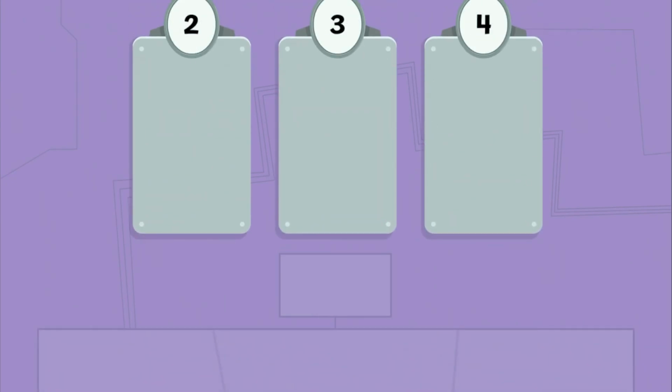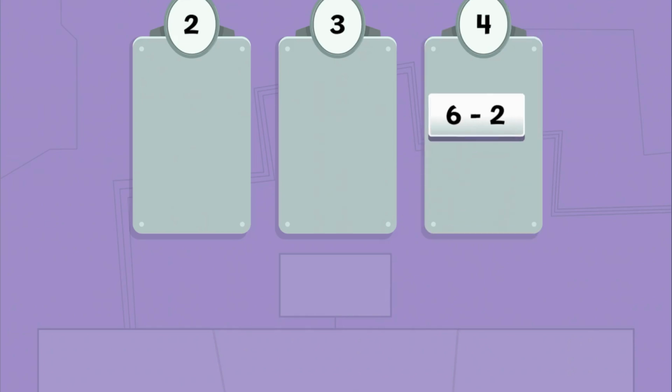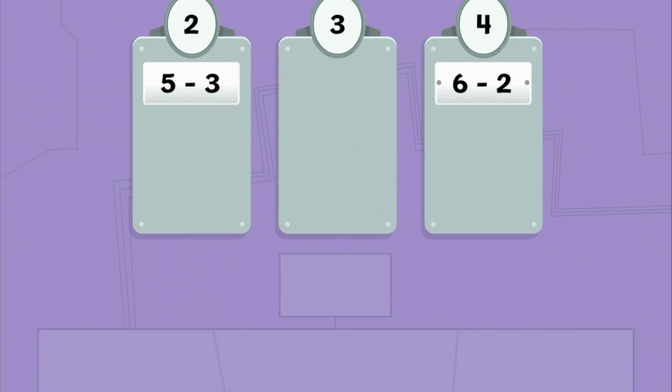Let's practice sorting subtraction tiles. What is 6 minus 2? Move the tile to the correct box. Six minus 2 equals 4. Five minus 3 equals 2.